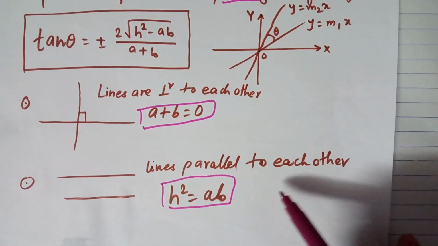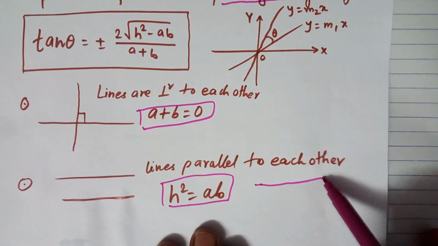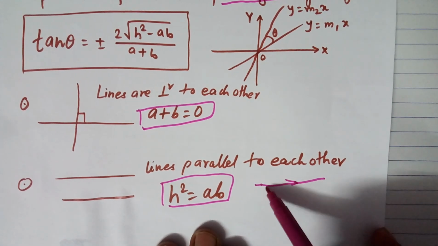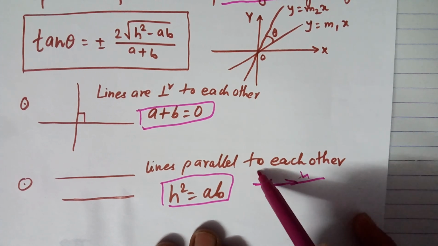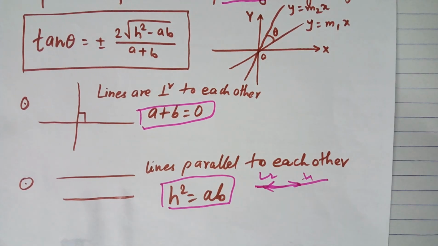So if the lines are parallel or if the lines are coincident, meaning if two lines lie on, like, let's say L1 is here and L2 is here, then also we'll have this condition.